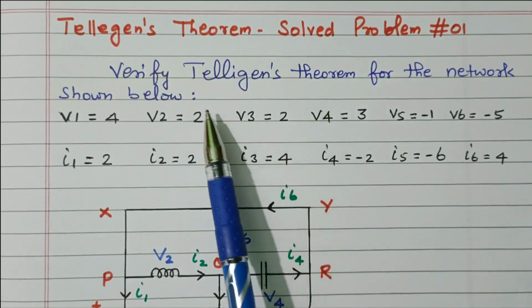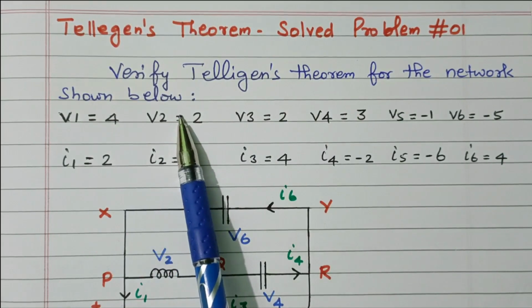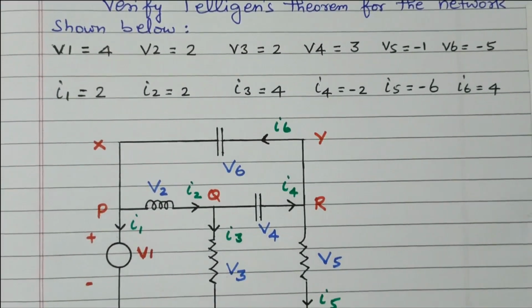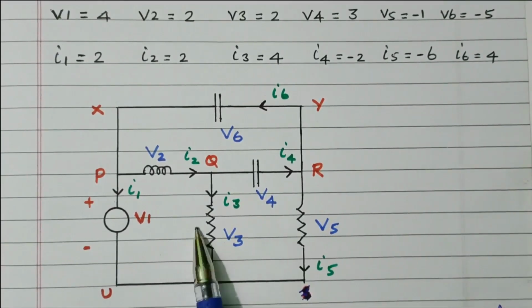Now we will go to the topic. Verify Tellegen's theorem for the network shown below. We need to verify Tellegen's theorem for the network given in the problem. Now we will see the network. So this is the network given.